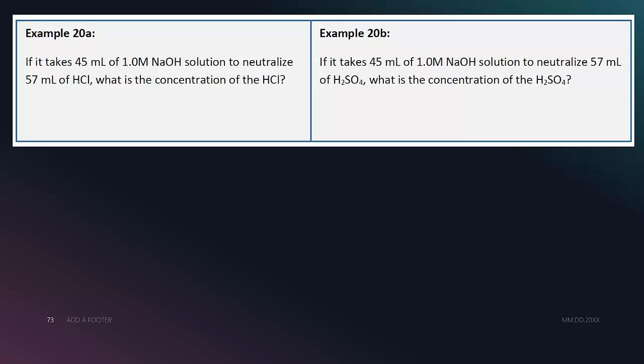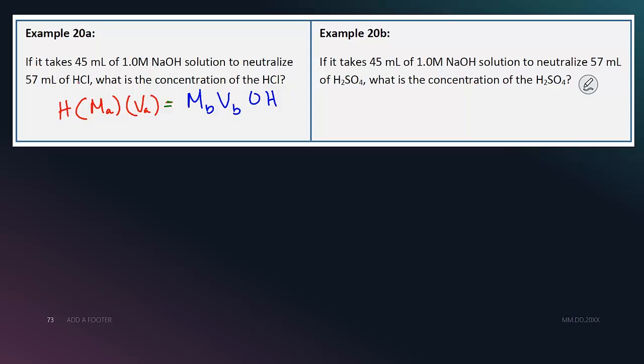It takes 45 milliliters of 1 molar sodium hydroxide to neutralize 57 milliliters of hydrochloric acid. What is the concentration of the hydrochloric acid? So the number of hydrogens times the molarity of the acid times the volume of the acid will give us the molarity of the base times the volume of the base times the number of hydroxides.